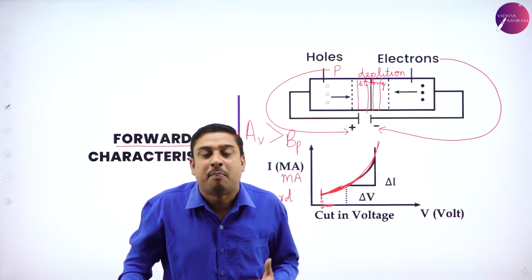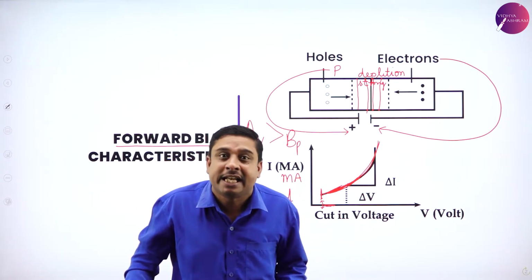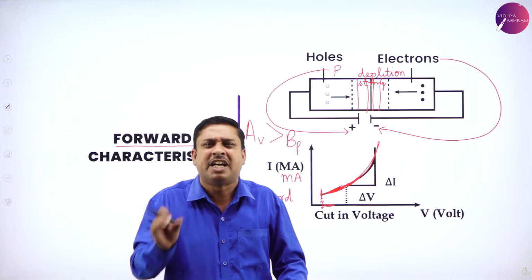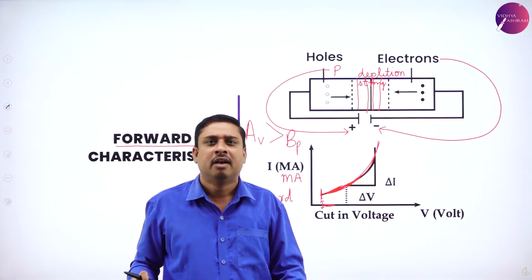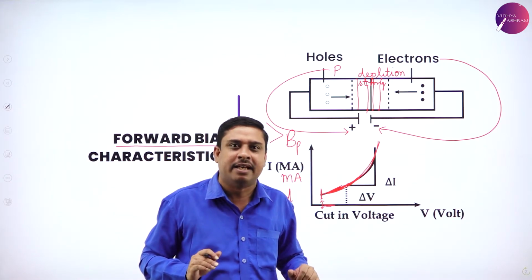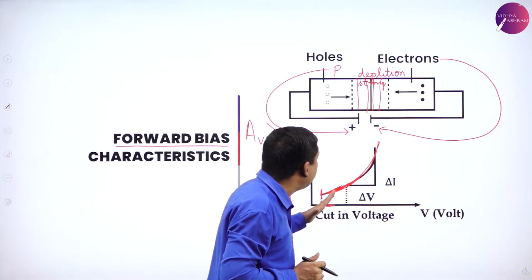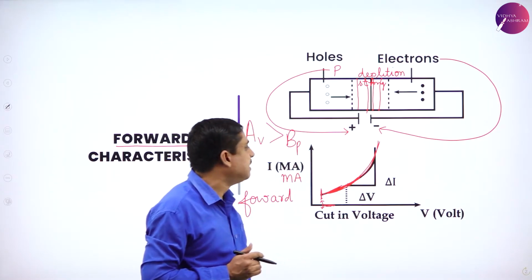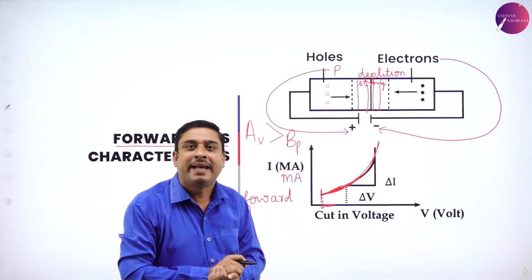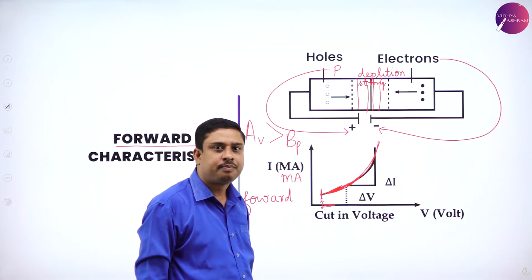When the bias potential is greater than the barrier potential, the depletion region is broken down. The width becomes very, very small. Holes and electrons freely combine. Conduction is seen. And if you further increase the bias voltage, there is a sharp increase in the current. And this is exactly how a semiconductor diode works when it is forward biased.